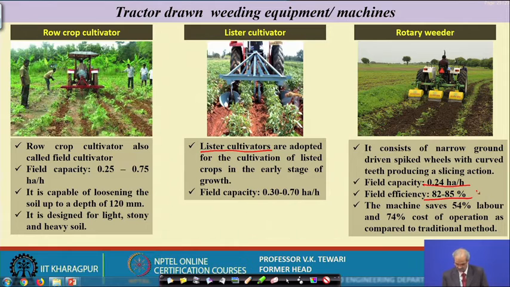The weeding efficiency has increased here because we are in a position to do more, and of course, there is a lot of labor saving and saving in cost of operation. You can see about 75% as compared to the traditional method. How much is the cost saving? This we have to see here. Field capacity is also higher here and also higher here. So, we can see that as we are going towards mechanization and higher capacity machines, we are in a position to save a lot of labor as well as cost.